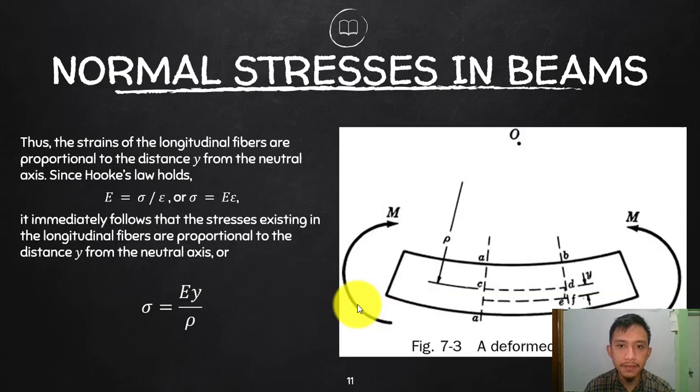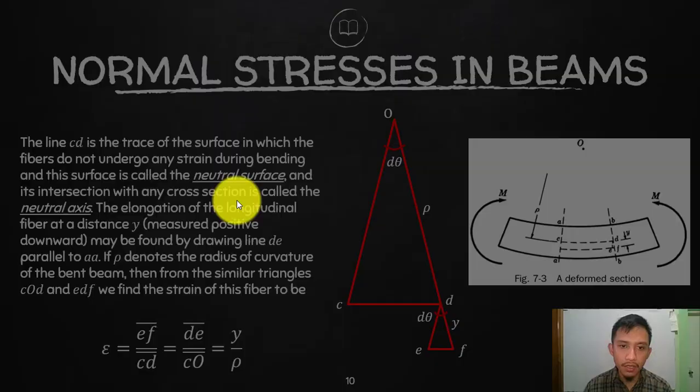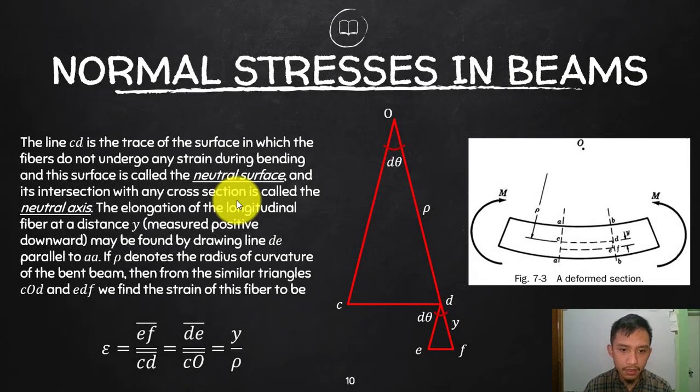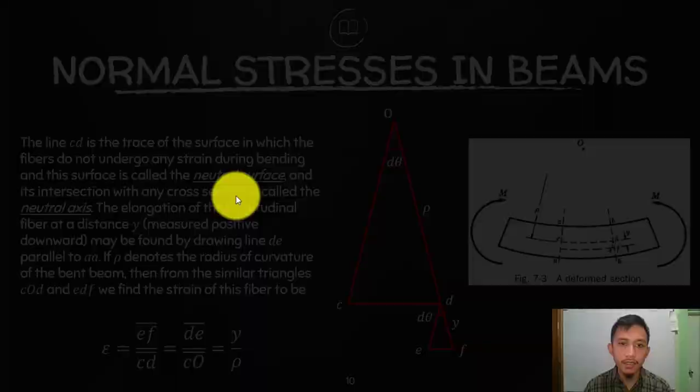Now if you try to recall Hooke's law, isn't it? Your modulus, or Young's modulus of elasticity, is the ratio of the stress over strain, the sigma over epsilon. If we rearrange, your sigma, or your stress, is equal to E times epsilon, wherein the epsilon we derived as Y over rho. Y over rho.